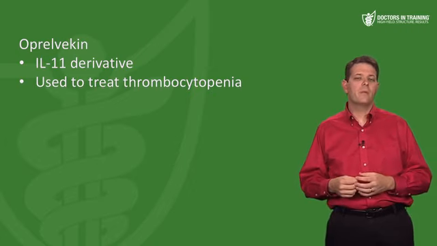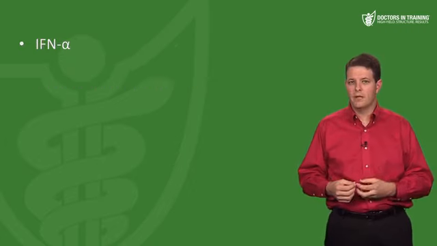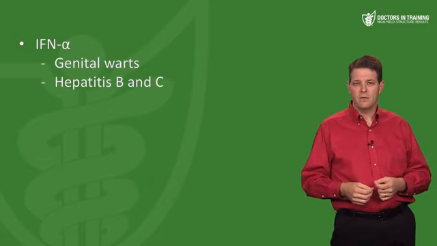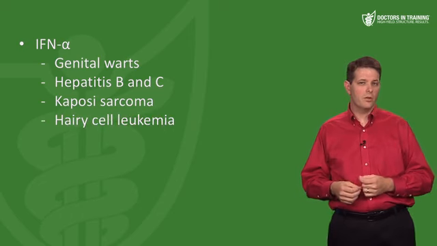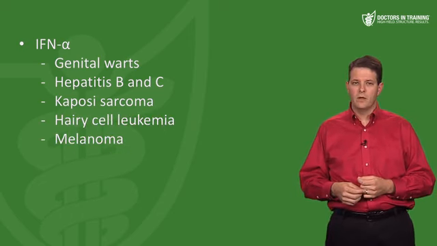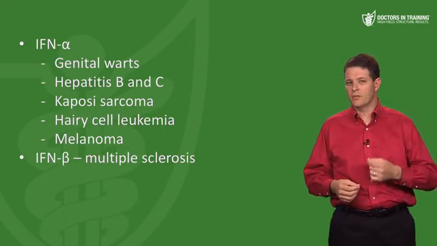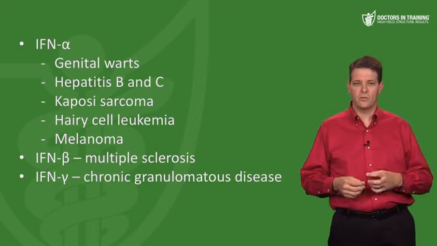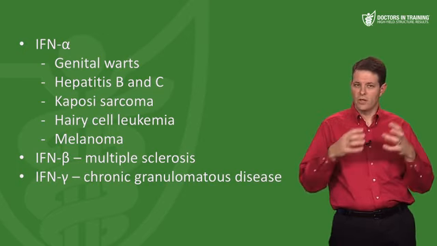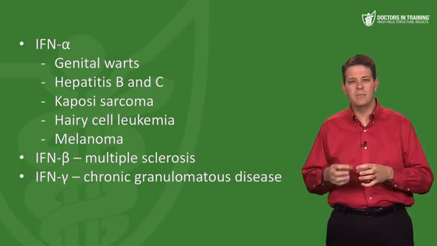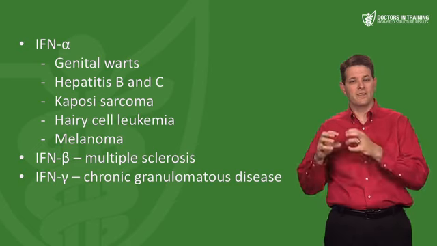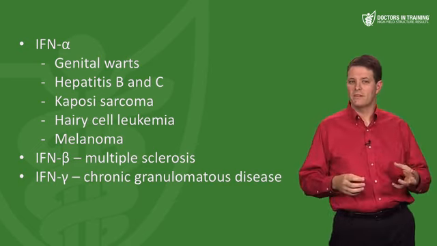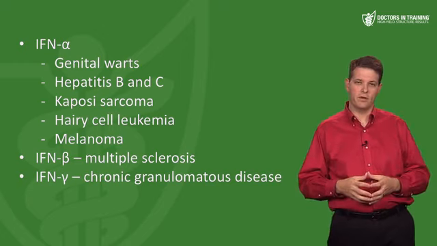And there are also some recombinant interferons. Recombinant interferon alpha is used to treat genital warts, hepatitis B and C, Kaposi sarcoma, hairy cell leukemia, and melanoma. Interferon beta is used to treat multiple sclerosis. And interferon gamma is used for chronic granulomatous disease, which is where your macrophages and neutrophils and other phagocytes don't have NADPH oxidase. So you're trying to stimulate macrophages by giving interferon gamma. We're going to talk about chronic granulomatous disease in the video on immunodeficiency syndromes.